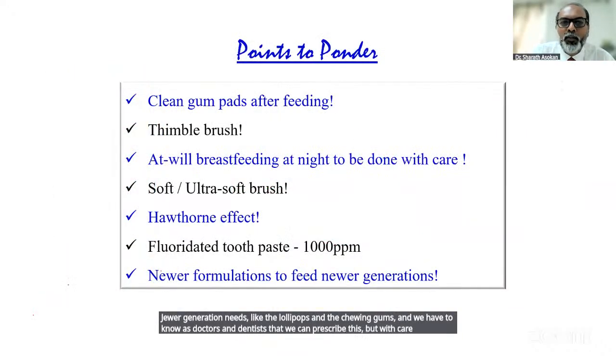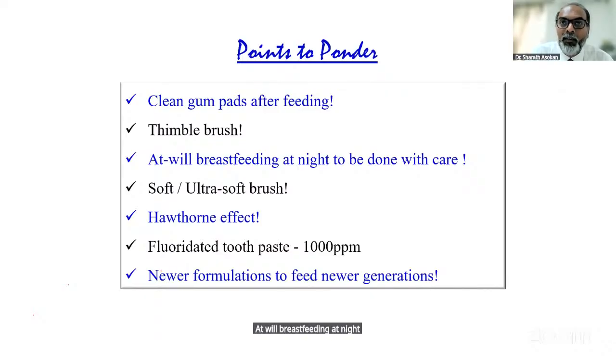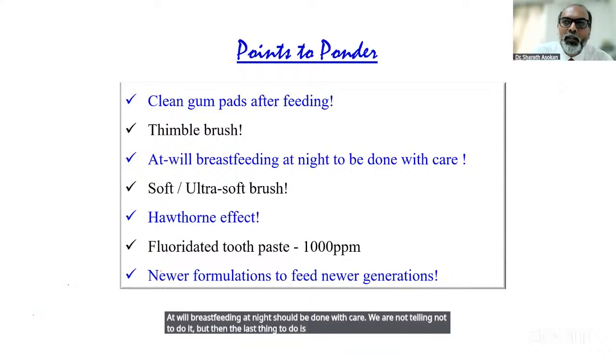So the points to ponder. Cleaning of gum pads is definitely mandatory, definitely after feeding. We start with a thimble brush and don't wait for the complete eruption of the full dentition. At-will breastfeeding at night should be done with care. We are not telling you not to do it, but the last thing to do is brushing and not feeding. So even if the mother wants to feed at night, the mother has to get up and clean the gum pads again, or clean them with wet cotton or gauze.